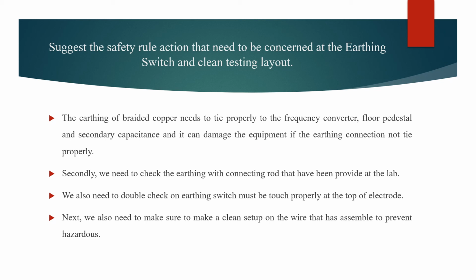For suggestion, the safety regulations that need to be concerned are the earthing switch and a clean testing layout. The earthing or bare copper needs to be tied properly to the frequency converter, floor pedestal and secondary capacitor, because it can damage the equipment if the earthing connection is not tied properly. Secondly, we need to check the earthing with the connection rod that is provided at the lab. We also need to double check that the earthing switch is properly touching the top of the electrode. Next, we also need to make a clean setup of the wire assembly to prevent hazards.